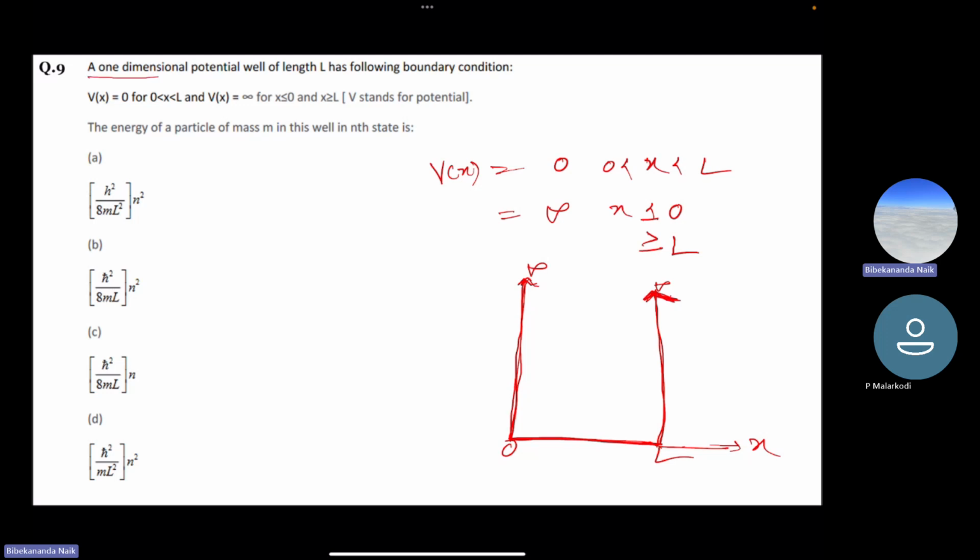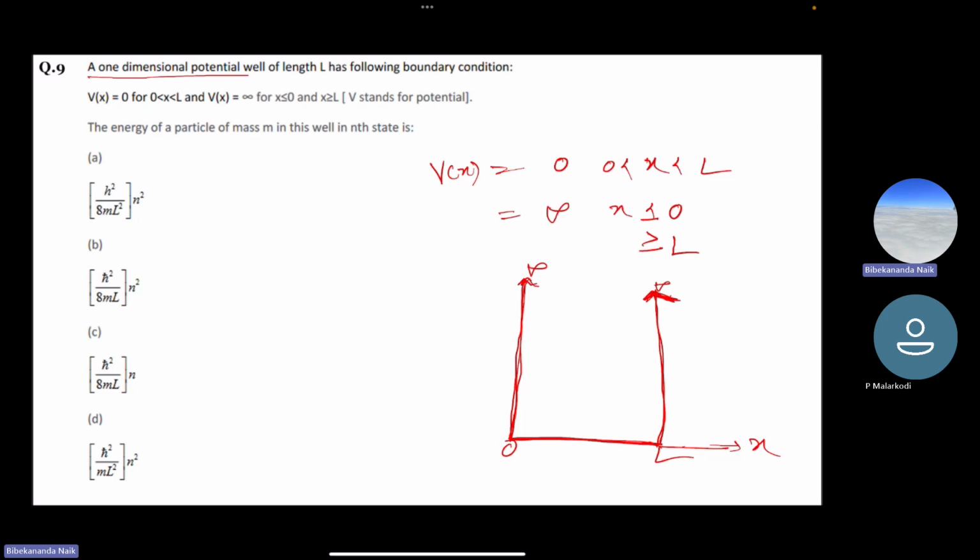So the name is one dimensional potential well. Why is it called a well? Since the potential is infinity on both sides, the particle actually can't escape that particular system. That's why it is called a well. So how will we solve it?